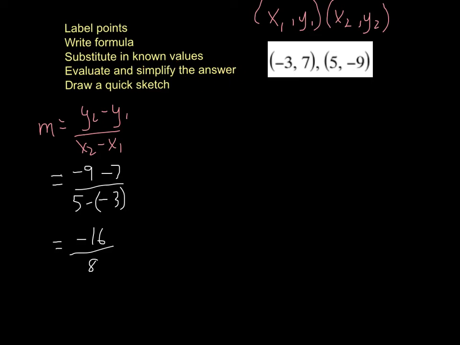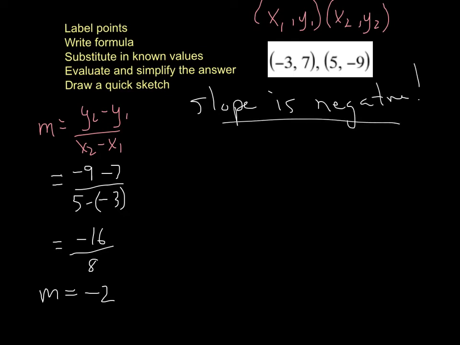It's key to simplify. Keep going. This is not simplified yet. Press pause. Don't cheat. I get a final answer of -2 or -2/1, but really fully simplified is -2. Now draw a quick sketch and notice that my slope is negative. Okay, sketch it up and see if that jives.